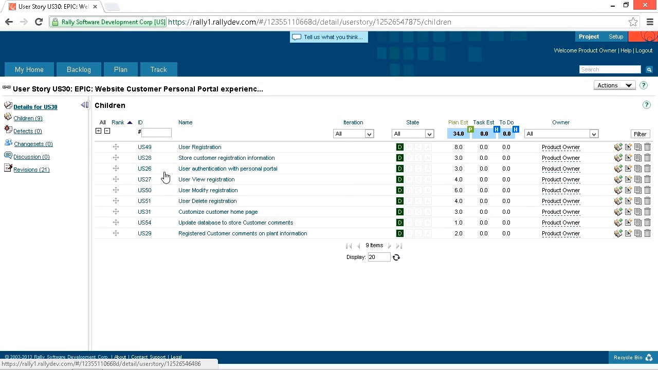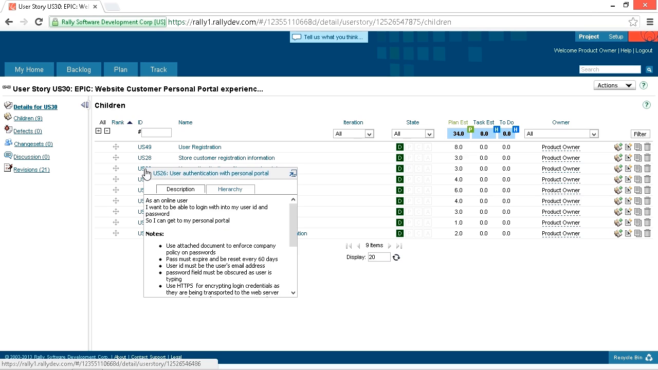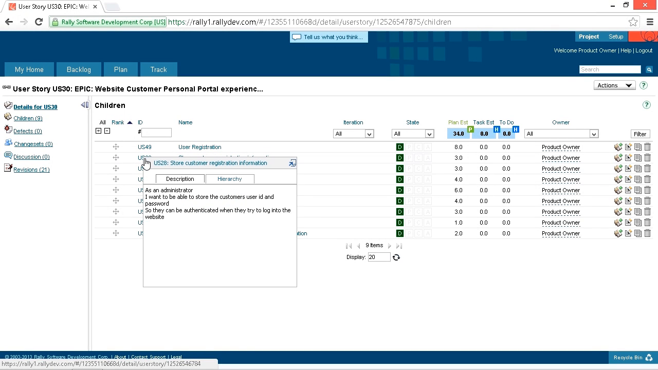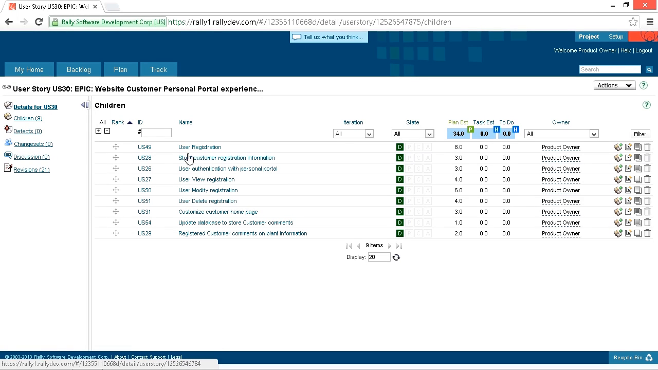The user authentication with personal portal: they want to be able to log on with their user ID and password so they can get to the personal portal. But right above it, the administrator wants to be able to store the customer's user ID and password so they can be authenticated when they try to log into the website. Well, just storing a user ID and password does not give value, and you can only demonstrate it by showing the database. This should probably get combined with the user registration, because then you would have a vertical slice through the infrastructures. You'd be able to show a user registration, and the horizontal infrastructure slice of storing it in the database would be part of that.